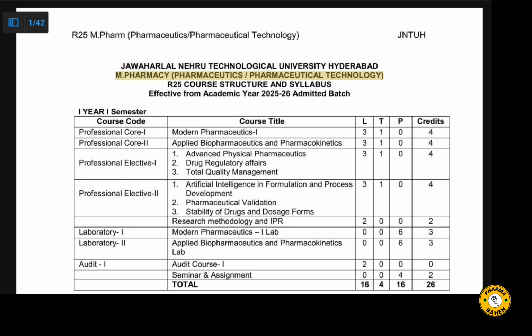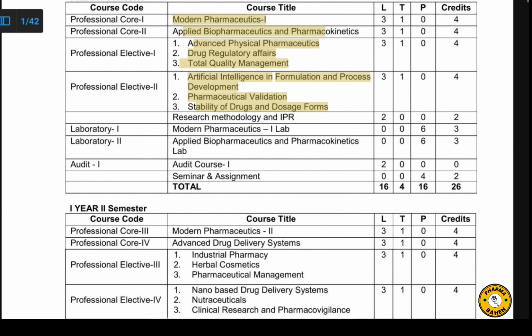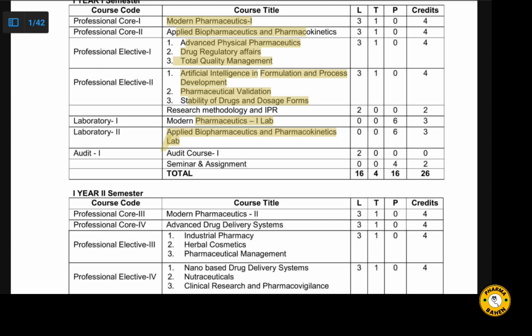In this, the subjects are Modern Pharmaceutics 1, Applied Biopharmaceutics and Pharmacokinetics, Advanced Physical Pharmaceutics, Drug Regulatory Affairs, Total Quality Management, Artificial Intelligence in Formulations and Process Development, Pharmaceutical Validation, Stability of Drugs and Dosage Forms, Modern Pharmaceutics Lab, and Applied Biopharmaceutics and Pharmacokinetics Lab.